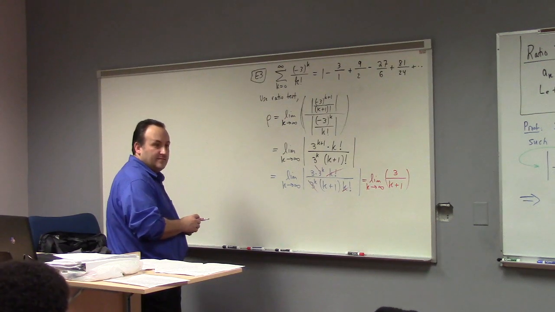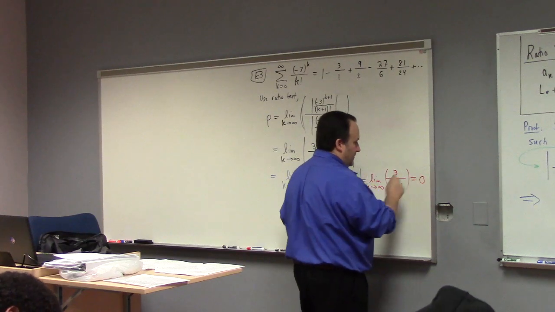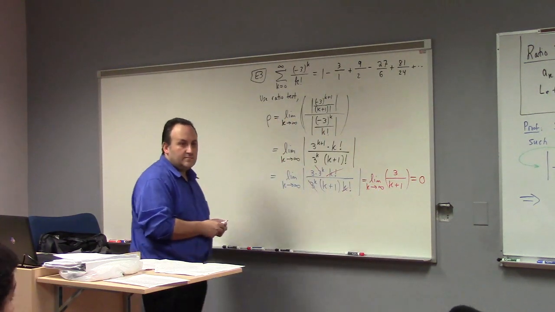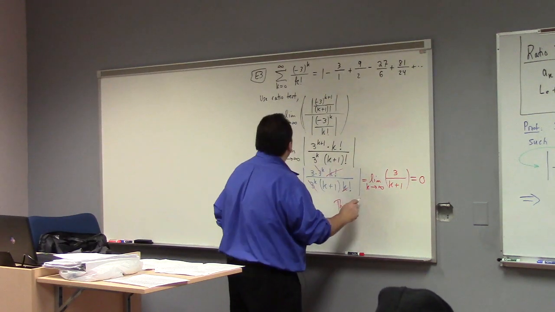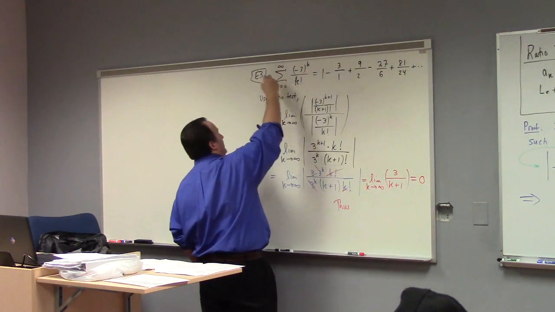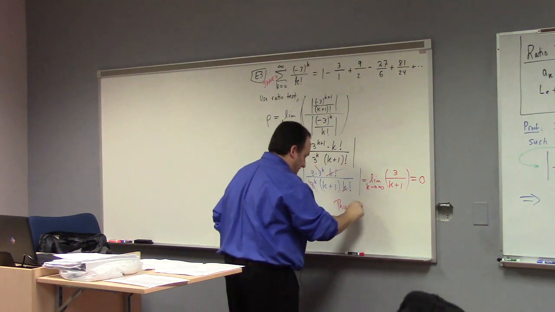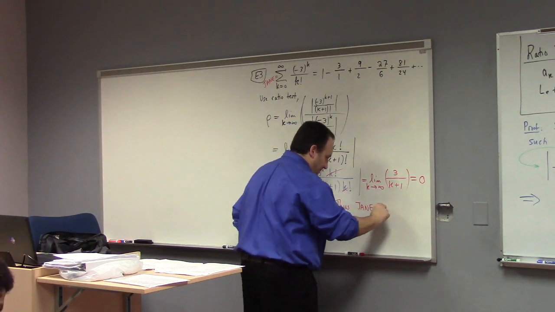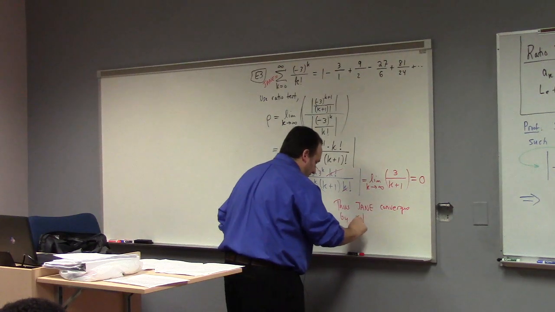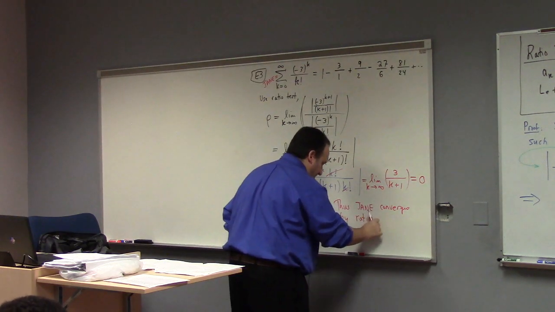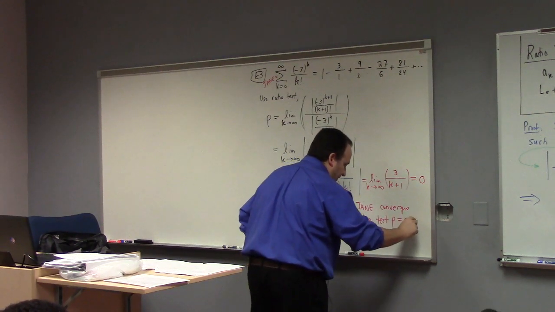Which is what? 0, right? So what does the ratio test say? I'm going to give this series a name. I'll call it Jane. Thus, Jane converges by ratio test. Rho equals 0, which is, of course, less than 1, right?